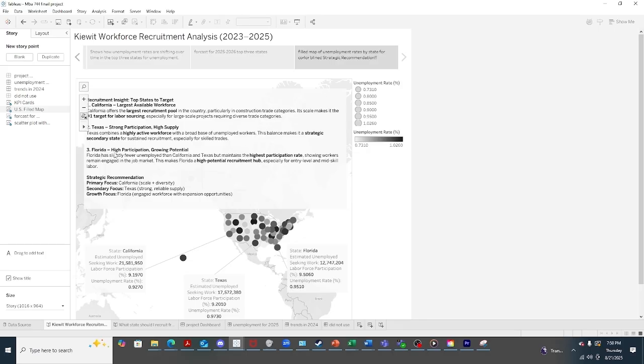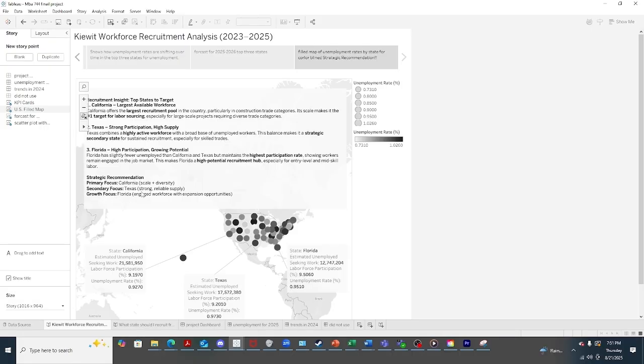Now, Florida is high participation, growing potential. Florida has slightly fewer unemployed than California and Texas but maintains the highest participation rate, showing workers remain engaged in the job market. This makes Florida a high potential recruitment hub, especially for entry level and mid skilled labor.